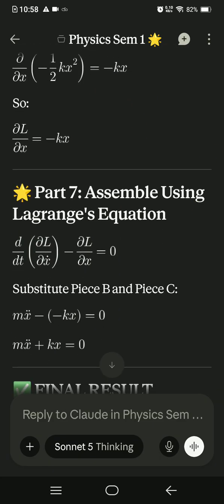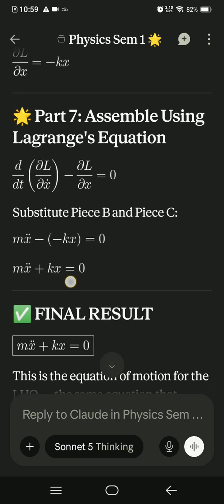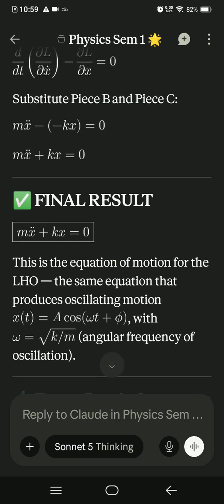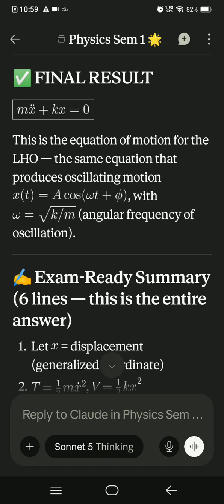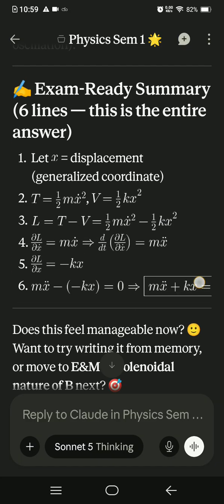and we are going to assemble using the Lagrange equation. We have m x double dot for this part, sorry, whatever, minus of minus k. So m x double dot plus kx equals 0. This is our final result. This is the equation of motion for the LHO, the same equation that produces oscillating motion. So here is the summary if you want to see.